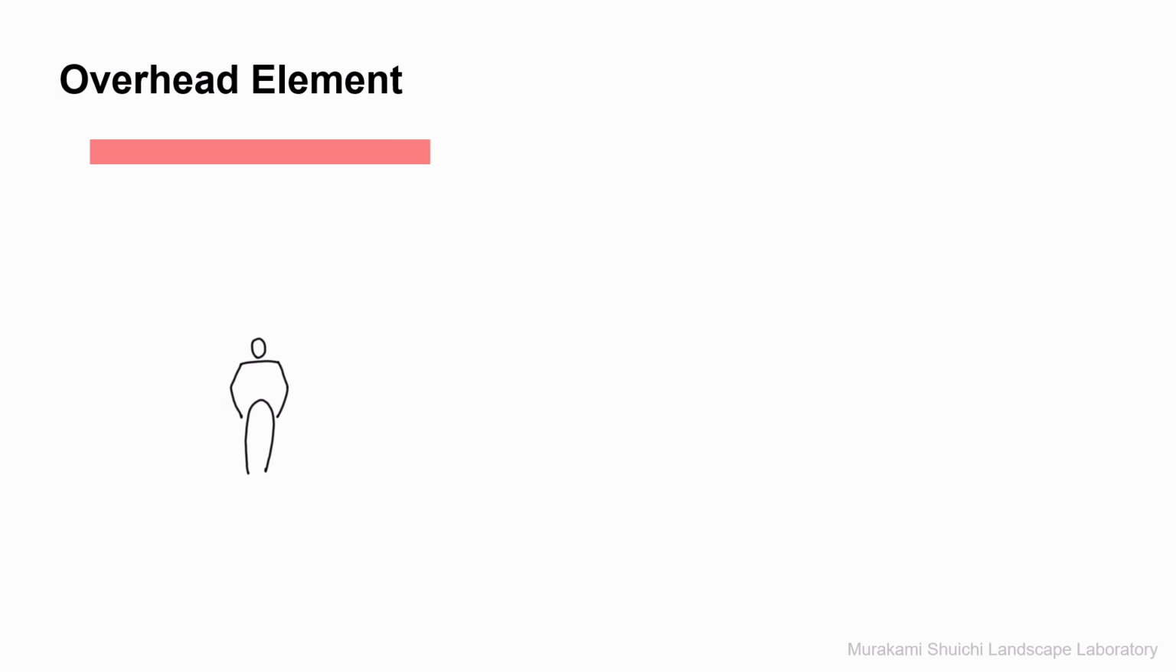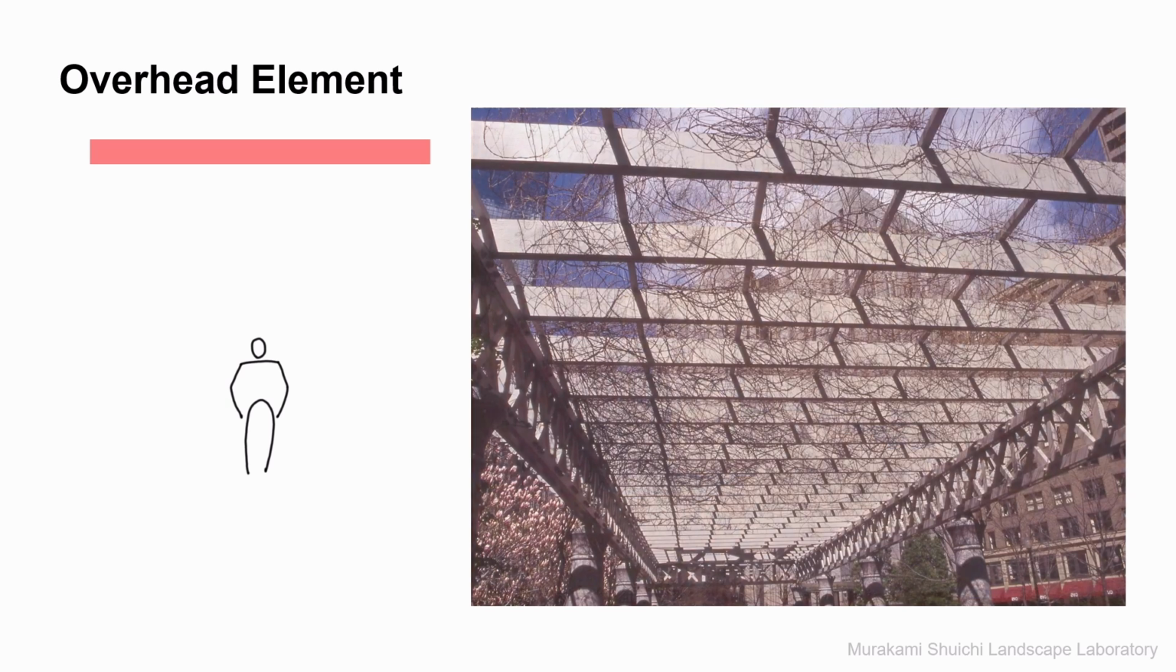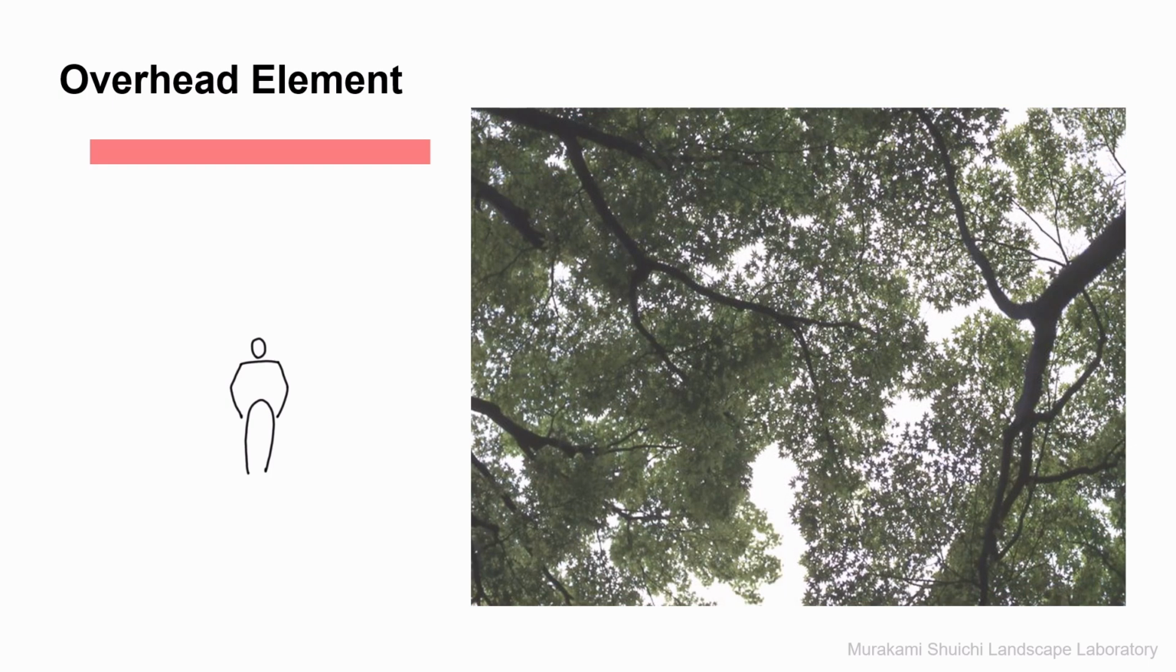Overhead elements are what you see above eye level, things that form a ceiling over the space. It could be the sky, a roof, or tree canopies. They create feelings of openness or enclosure, control light and shade, and give you a sense of being covered.